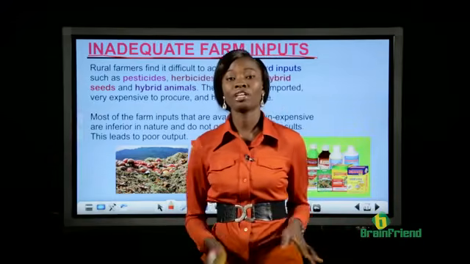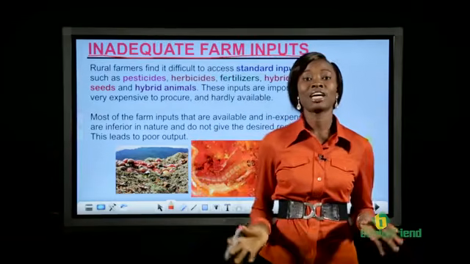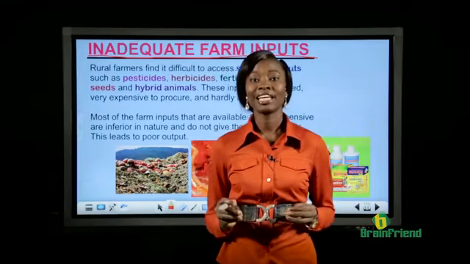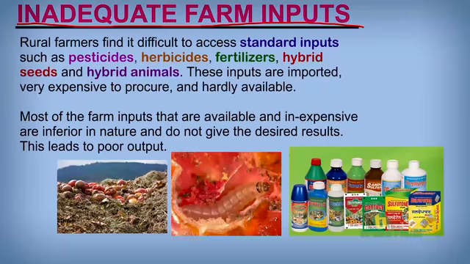Farm inputs generally refers to the materials that are deposited in a farm. It includes materials such as pesticides, herbicides, fertilizers, hybrid seeds, and hybrid animals. These inputs are often imported, and they are usually very expensive to procure.